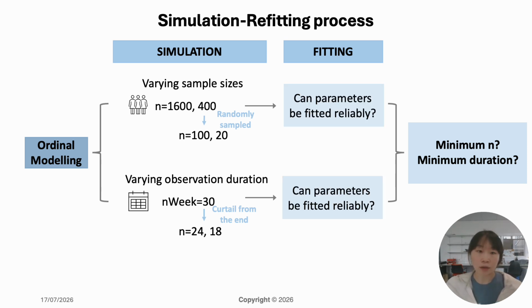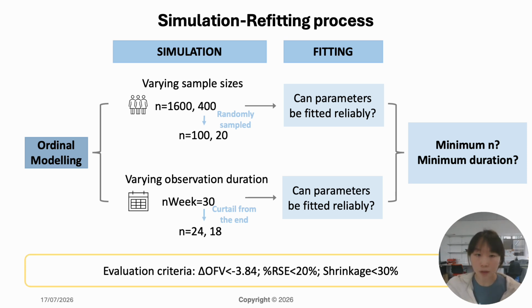After fitting the ordinal model to this simulated dataset, we need to answer this question. Can parameters be fitted reliably? After that, we can identify the minimum requirement for the new clinical trial. Throughout the whole process, I use the same evaluation criteria to identify reliable parameters.